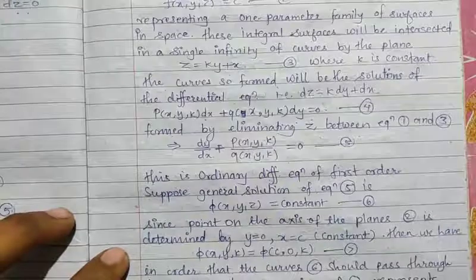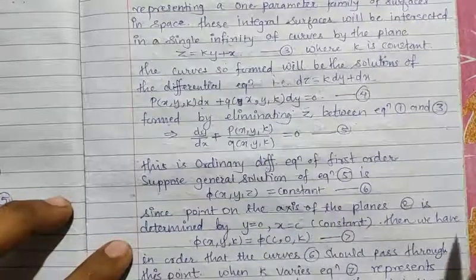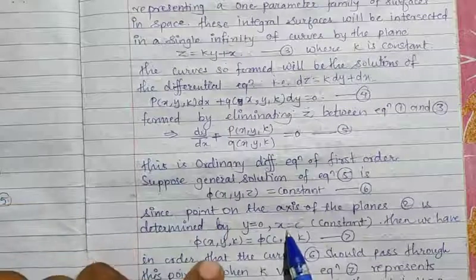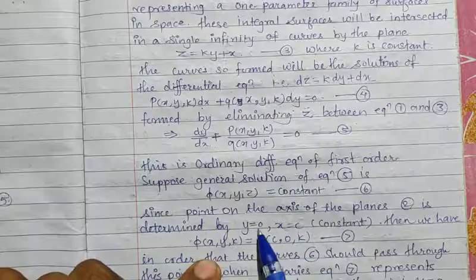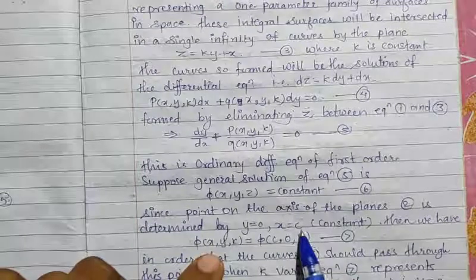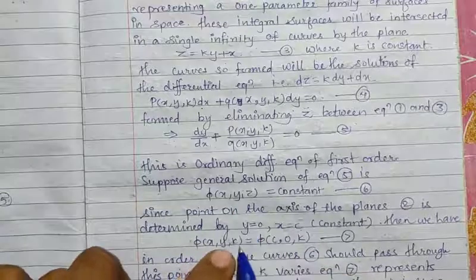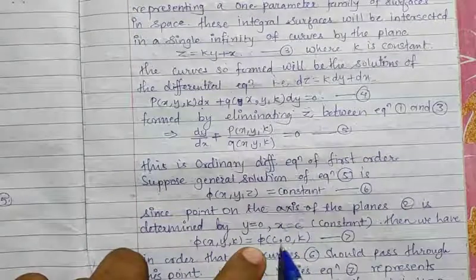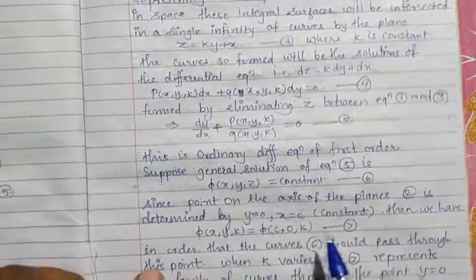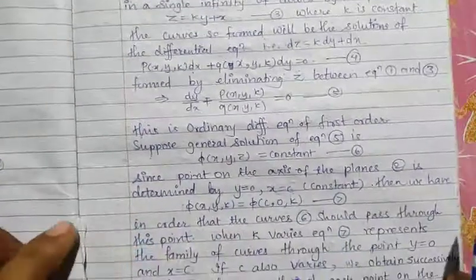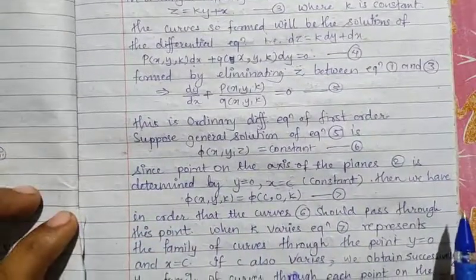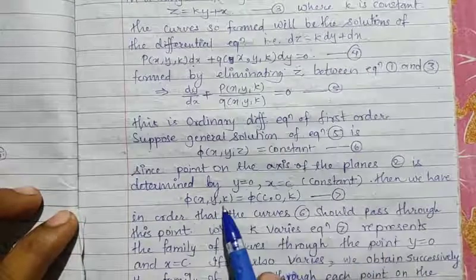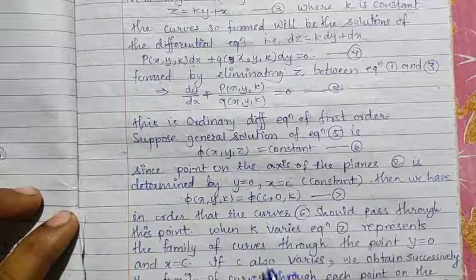Suppose the point on the axis of the plane 2 is determined by y = 0 and x = c. Then in this equation we get phi(x,y,k) = phi(c,0,k). So in order that the curve of equation 6 should pass through this point when k varies, equation 7 is phi(x,y,k) = phi(c,0,k).